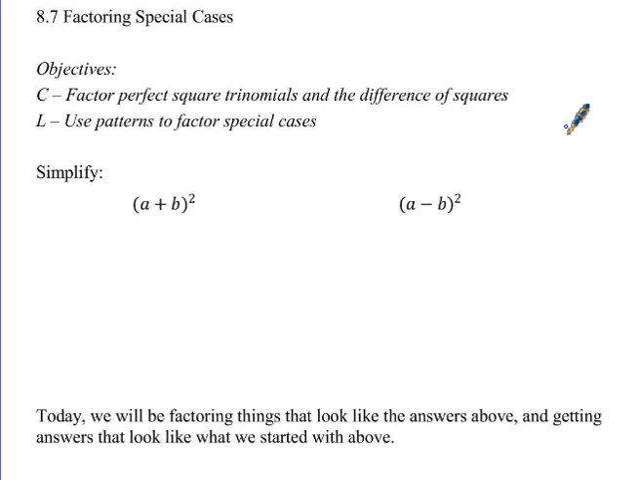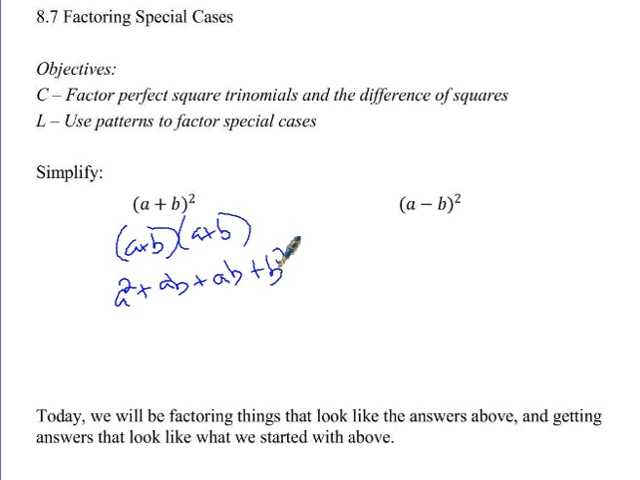So let's simplify this. What do we need to do to simplify a plus b squared? Right, remember this is a FOIL problem. This is a plus b times itself. And now we're going to FOIL that, and when we FOIL it, we get what? So AB again, plus b squared. And then you combine like terms and you get a squared plus 2ab plus b squared.